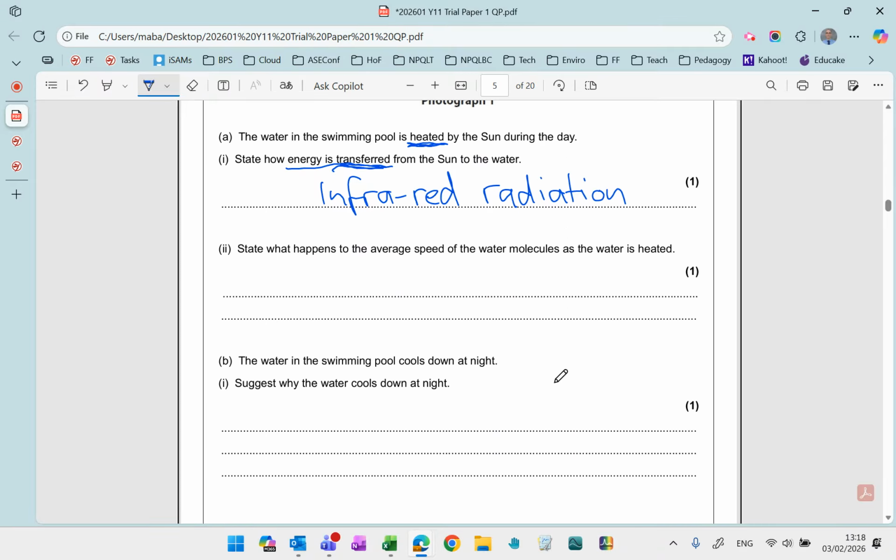Okay, state what happens to the average speed of the water molecules as the water is heated. Okay, this is just kinetic theory. If you heat up the water, then the average speed is going to increase.